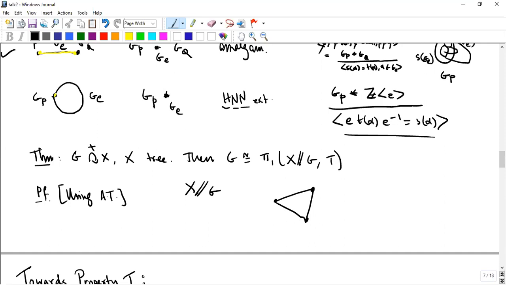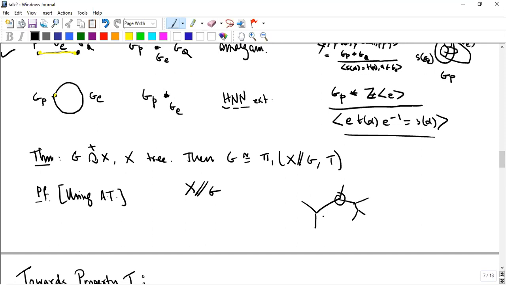Okay, maybe I should say it differently. Let's go backwards. Let's start with the tree. So you have a group acting on a tree. Now the problem is that there are vertices which are fixed by some parts of G, right? There are stabilizers for each vertex, stabilizers for each edge. You can resolve all these stabilizers by fattening things up.